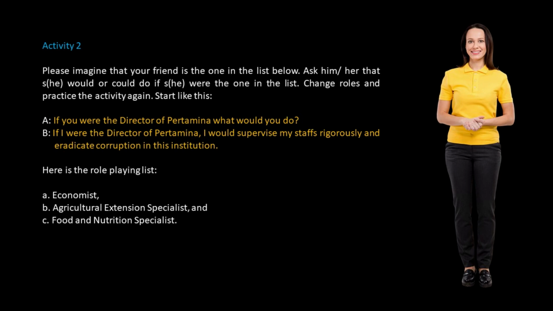Here is the role-playing list. A. Economist. B. Agricultural Extension Specialist. C. Food and Nutrition Specialist. Please do the activity. You can pause your video while completing the activity.